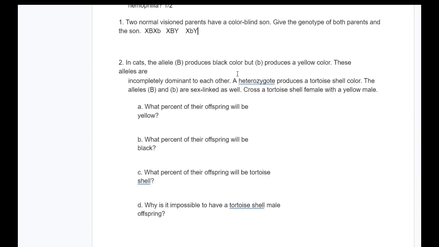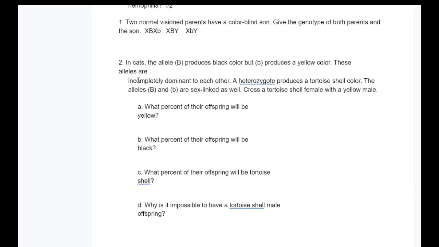All right. In cats, the allele that produces black color is big B, but small b produces yellow color. These alleles are incompletely dominant to each other. Now, remember, incompletely dominant is a little different. A heterozygote produces a tortoiseshell color. The alleles are also sex-linked. So cross a tortoiseshell female with a tortoiseshell male. Now, we're starting to put together some of the things that we learned. Let's go back to this one, new chart.